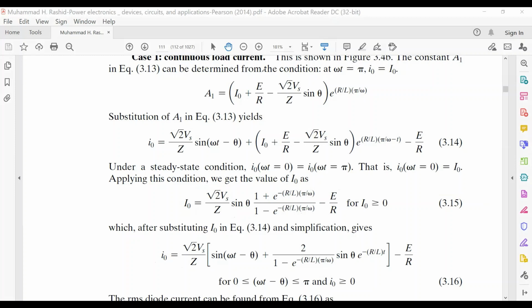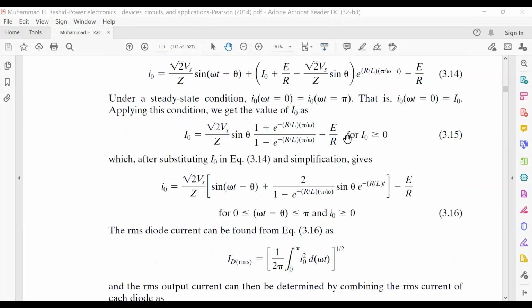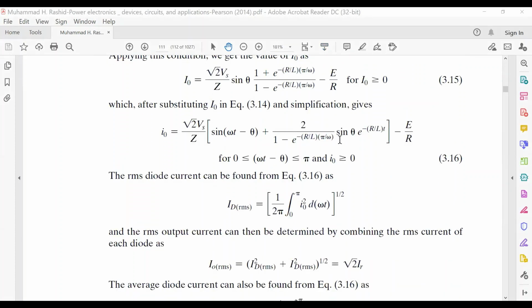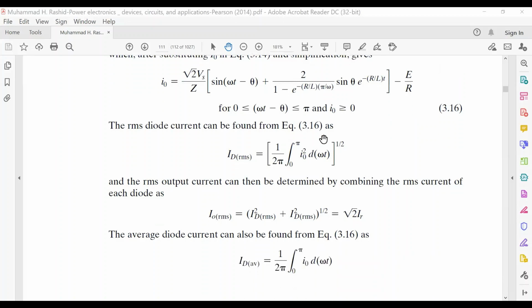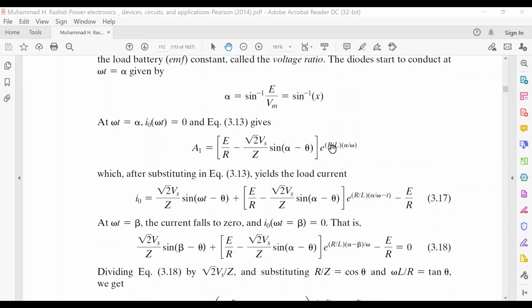Yes, sir. So if you know I0, then you can find out the RMS value of the diode current and the RMS value of the load current, all these things. Actually, once upon a time, I used to derive it in the class. Nowadays, my feeling is that you don't need to do it, just because it's a wastage of time. You should go through it and you should know this is the way we have to find it out.